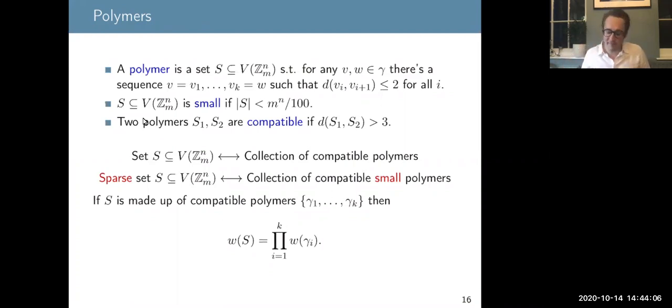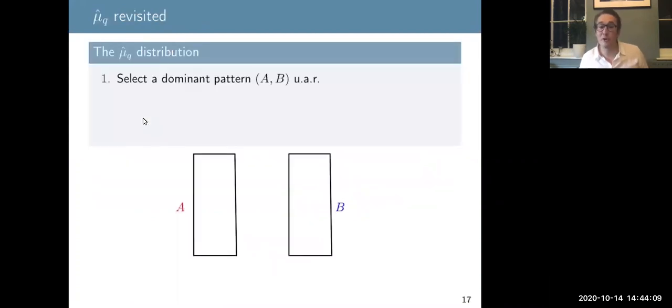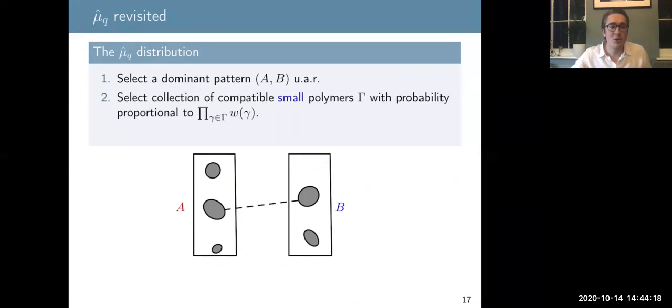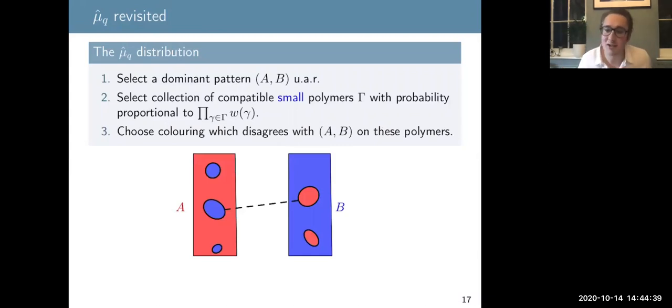Okay, and now I can just rephrase the distribution you had, but more formally. So again, what are we doing? We're selecting this dominant pattern AB uniformly at random. Then in step 2, I'm going to select a collection of compatible small polymers with probability proportional to its weight. And remember the weight factorized like this. So now that's the formal definition of selecting these defect vertices. And again, I pick a coloring that disagrees on these polymers. And this type of distribution in step 2 has got a special name. It's called, unsurprisingly, a polymer model.